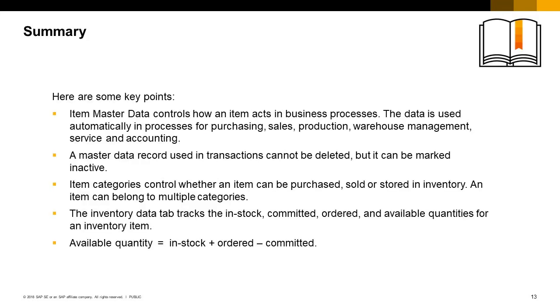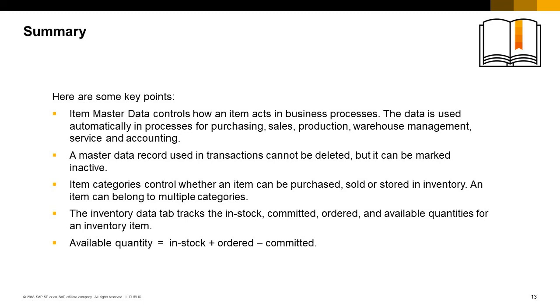Item Master Data controls how an item acts in the business processes. The data is used automatically by the system in the processes for purchasing, sales, production, warehouse management, service, and accounting. A master data record is used in transactions and cannot be deleted until those transactions are archived, but the item can be marked inactive. Item categories control whether an item can be purchased, sold, or stored in inventory. An item can belong to multiple categories.